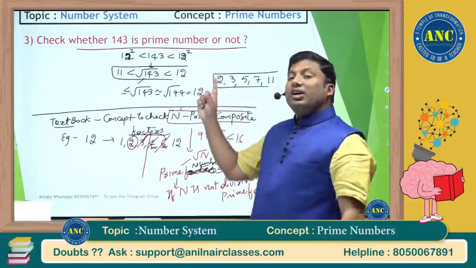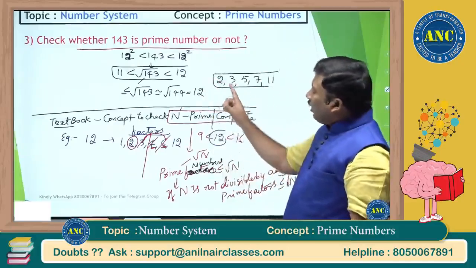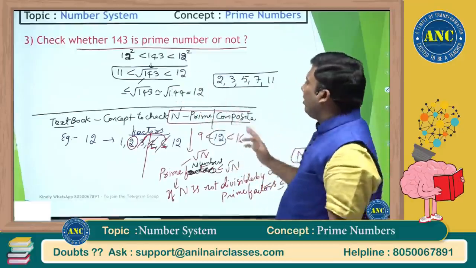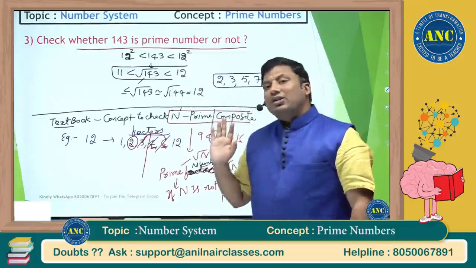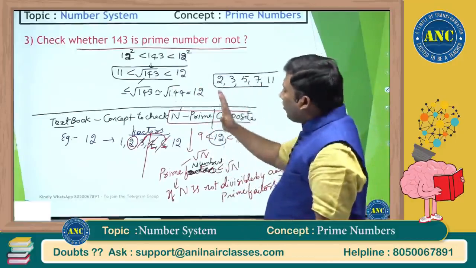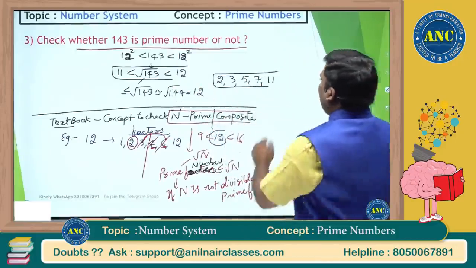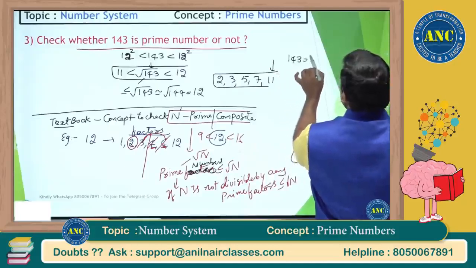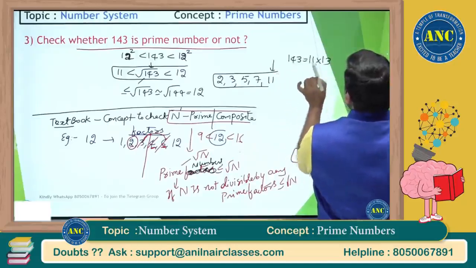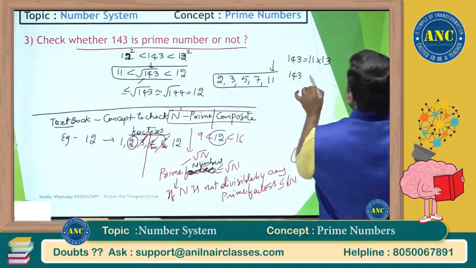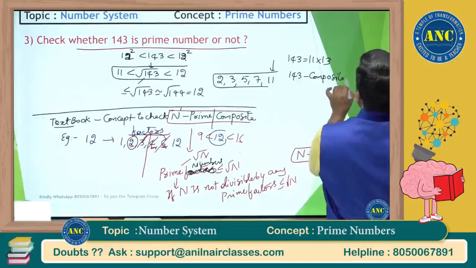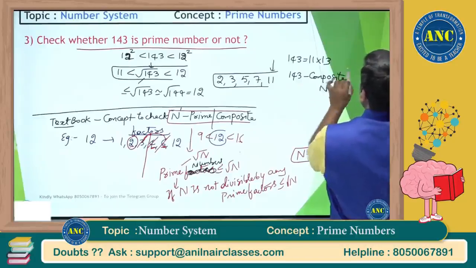Is 143 divisible by 2? No. Is 143 divisible by 3? No. Sum of the digits is not divisible by 3. Is 143 divisible by 5? No. Is 143 divisible by 7? No. Is 143 divisible by 11? Yes. 143 is 11 into 13. Therefore 143 is a composite number. I hope the idea is clear.